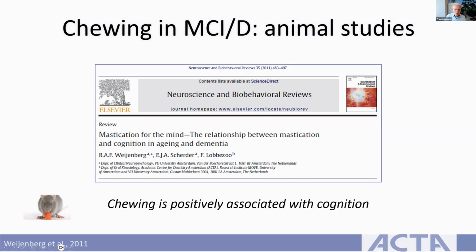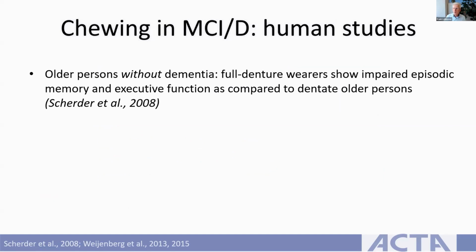And she found that chewing is positively associated with cognition, especially based on animal studies. So in animal studies, quite convincing. You can, of course, manipulate the food. You can manipulate the number of teeth that these animals have. And you can measure their cognition by all kinds of cognitive tests. Very positively associated. Worse chewing, worse cognition. Very clear. But what about humans? This is, of course, more difficult to test. You cannot take away teeth and then place them back as you could do in animals.